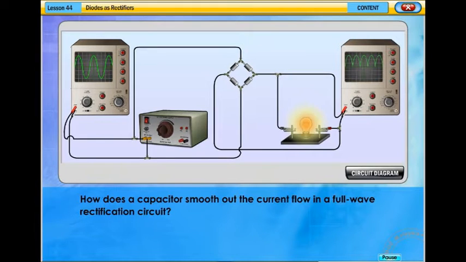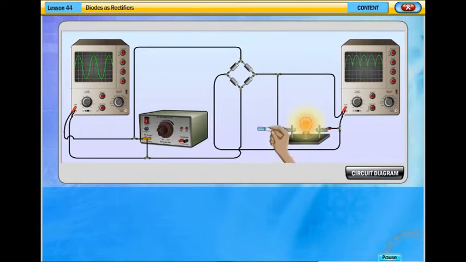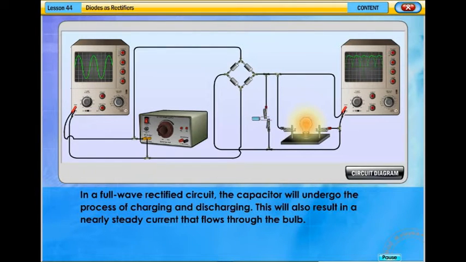How does a capacitor smooth out the current flow in a full-wave rectification circuit? In a full-wave rectified circuit, the capacitor will undergo the process of charging and discharging. This will also result in a nearly steady current that flows through the bulb.